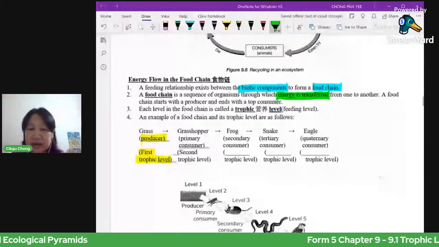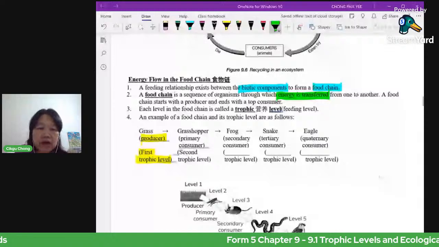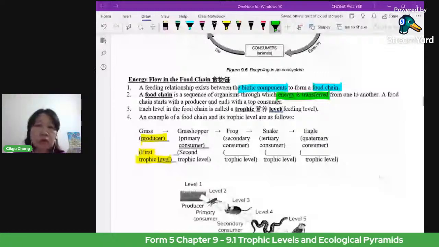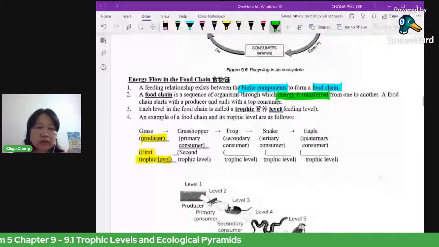Okay. Now a frog can be a carnivore, it can be an omnivore. Okay. So a frog is eaten by a snake. So the snake is a tertiary consumer, and the snake eaten by the eagle is a quaternary consumer.